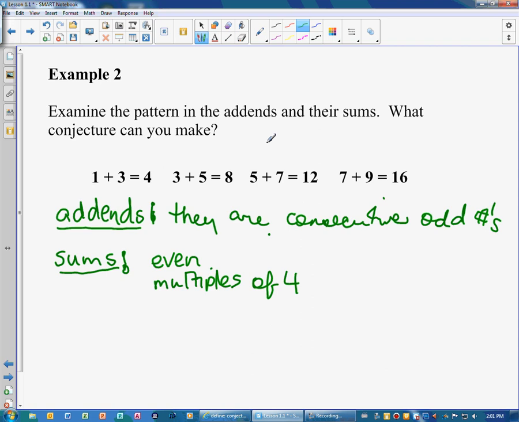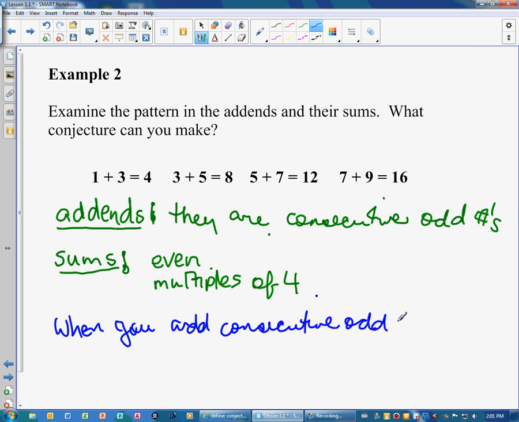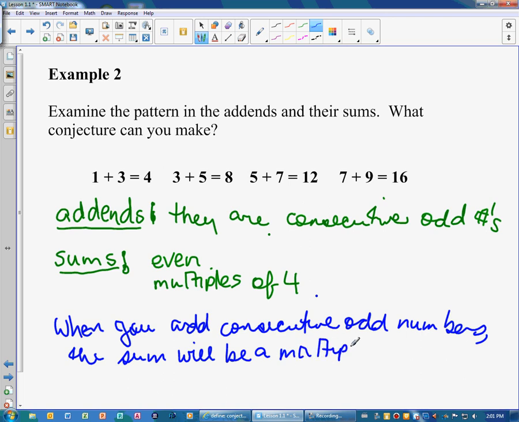So my conjecture could be what? When you add consecutive odd numbers, the sum will be a multiple of 4. This pen is not writing very well. Multiple of 4 means that it's divisible by 4.